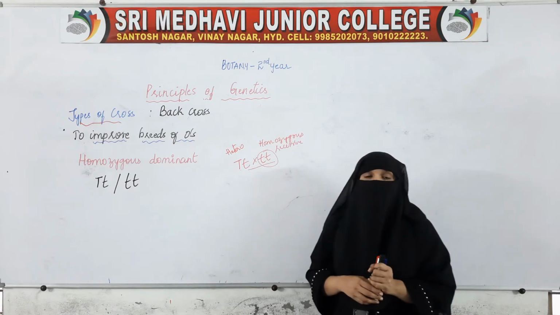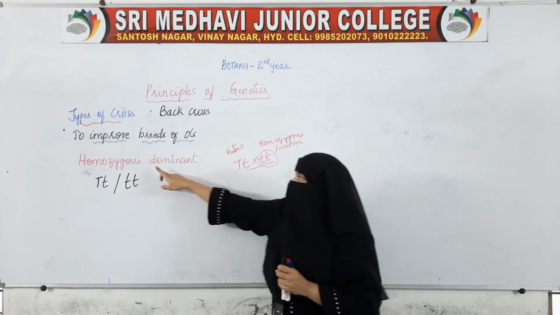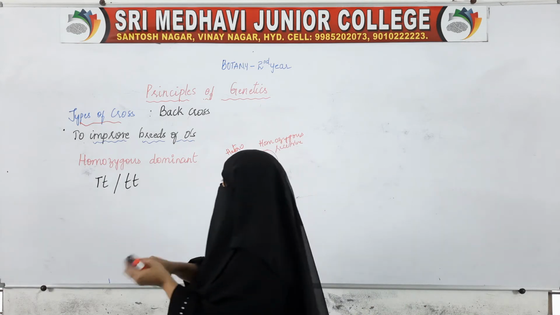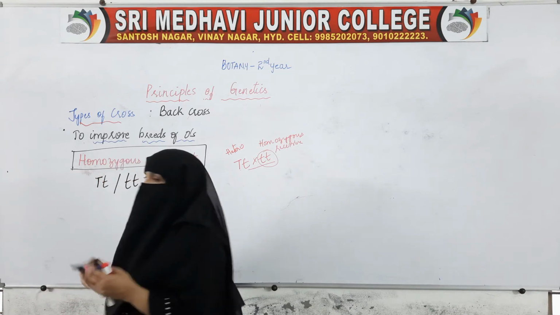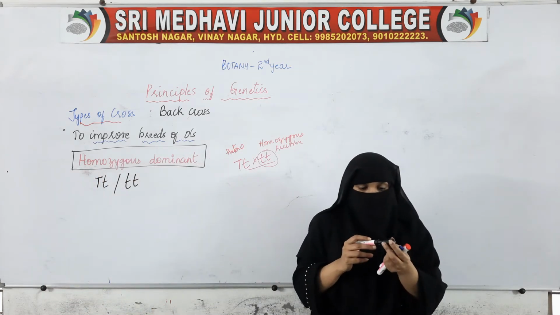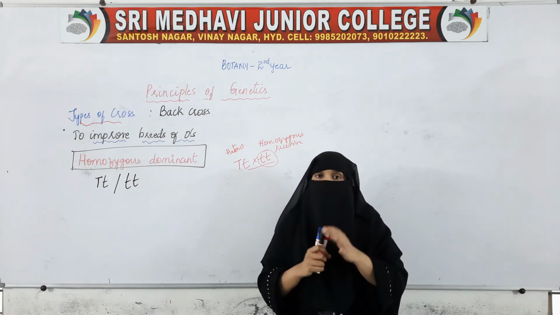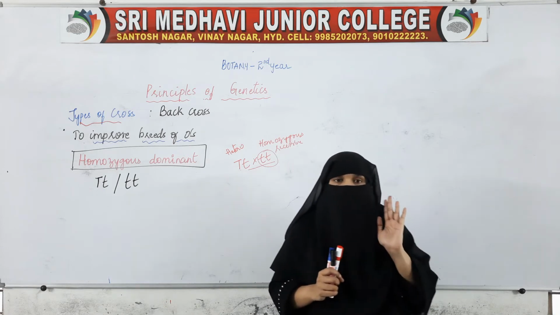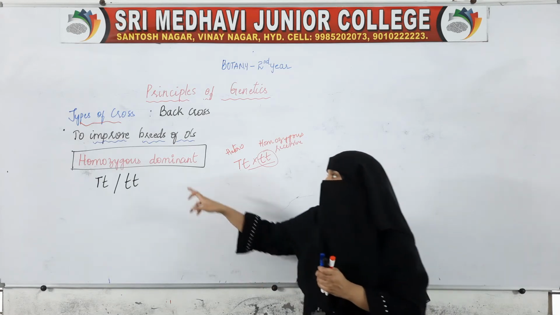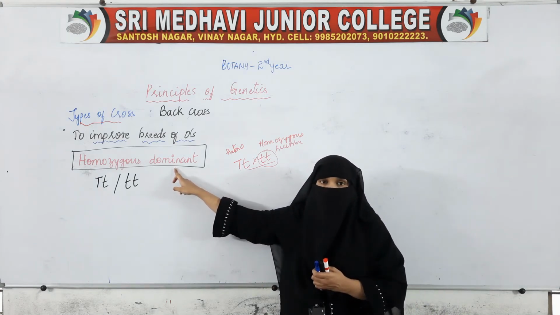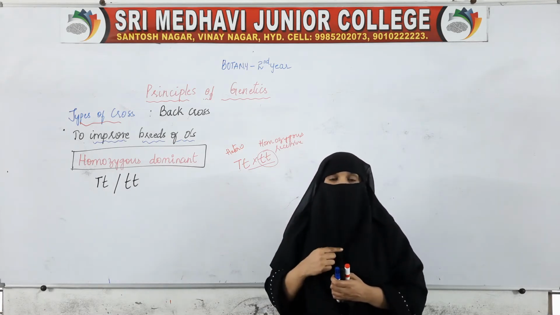So how to remove that recessive? We have to cross the parent with a homozygous dominant. Whichever plant, whichever breed we want to improve, that breed should be crossed with homozygous dominant. If you cross the breed with homozygous dominant, then the breed will improve.